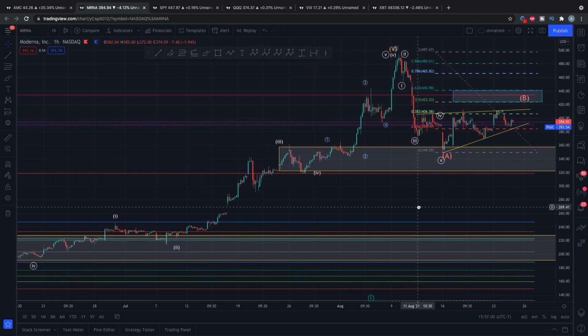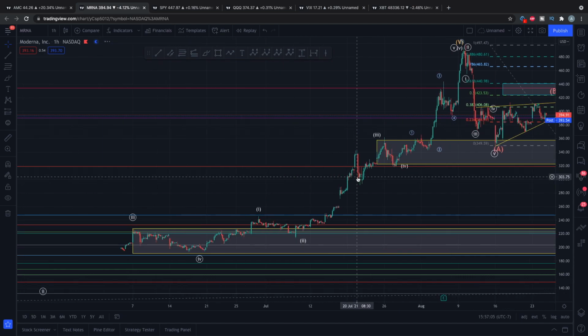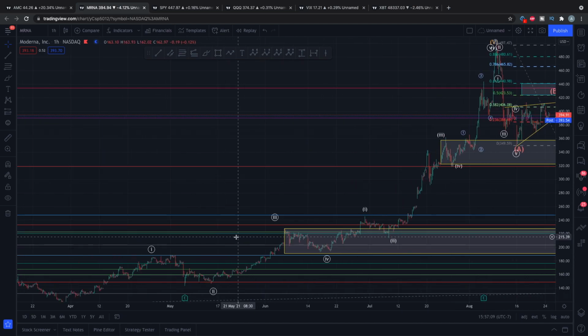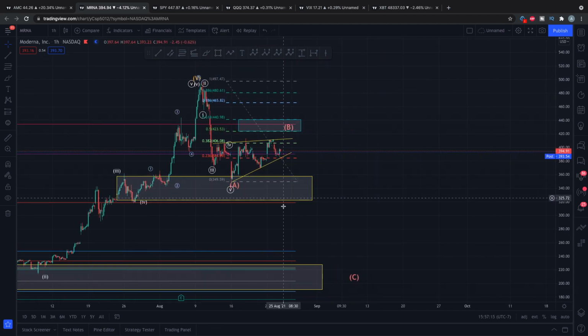And once again, just like AMC, this Moderna stock is an example of a continuation of wave 5 extensions. This is just showing you how high a stock can go if that wave 5 extends. So we've gotten that extension right here. This whole thing is a wave 5, and it went up very high during that wave 5.